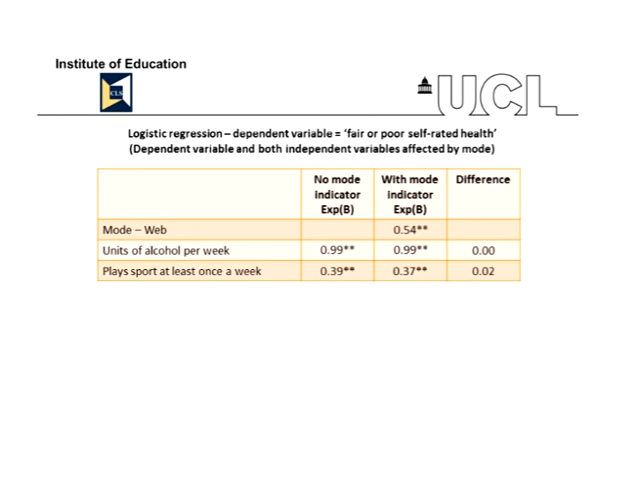And one final example, which is a further logistic regression model, where in this instance the dependent variable is again the binary variable indicating fair or poor self-rated health, and the independent variables this time are units of alcohol consumed per week and sports participation. So both the dependent and both of the independent variables were all seemingly affected by mode. But again, the inclusion or exclusion of the mode indicator in the model is not significantly affecting the results of the regression at all.